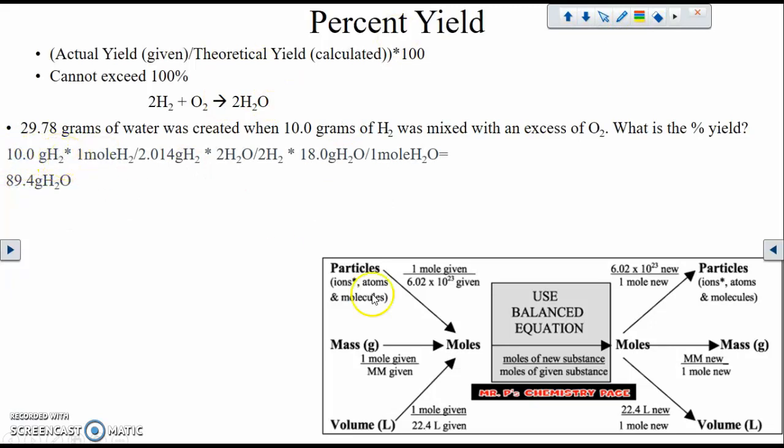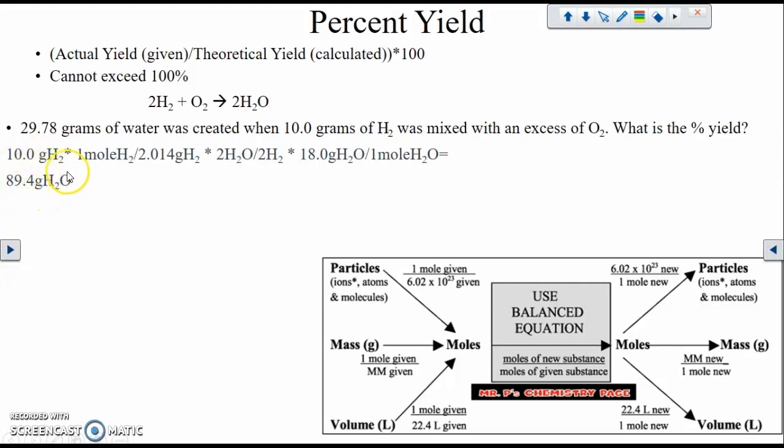So 10 grams of hydrogen, starting here, 1 mole of hydrogen is 2.014 grams of hydrogen. Then you use the balanced equation. Again, anytime you use stoichiometry, you always use the balanced equation once. 2 over 2, because there's 2 hydrogens to 2 waters. And then you go from moles of water to grams of water, and obviously the molar mass of water is on top, the 1 mole is on the bottom. If we use 10 grams of hydrogen, theoretically we should get 89.4 grams of water. This is 100% yield.